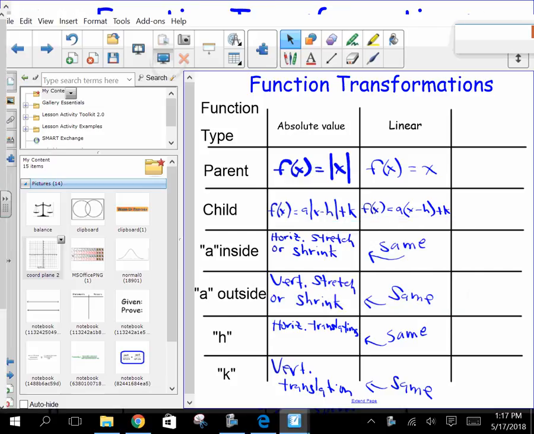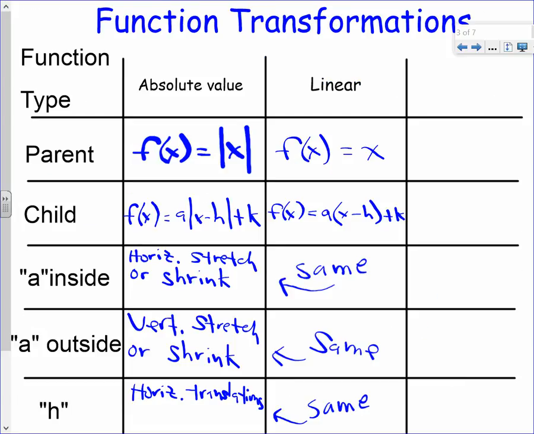About 2 days ago we did this, function transformations. We took a whole paper. Yeah, I remember. All right, we're going to add the last type of function.